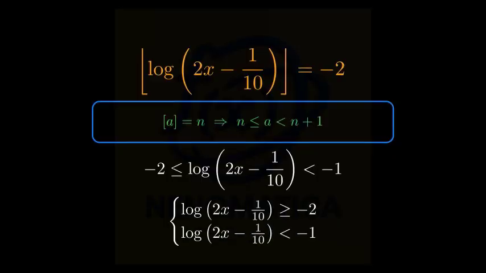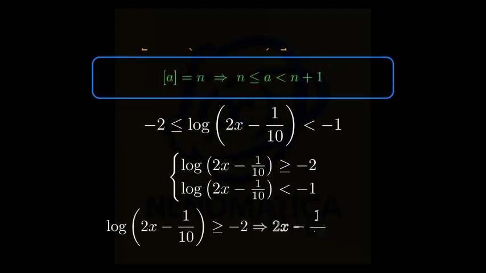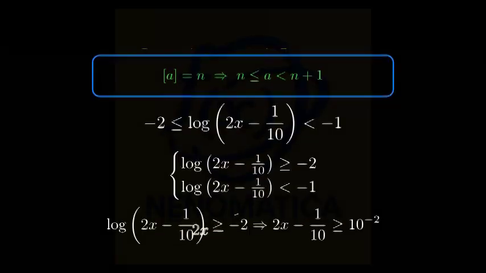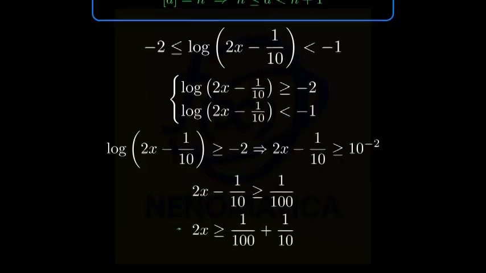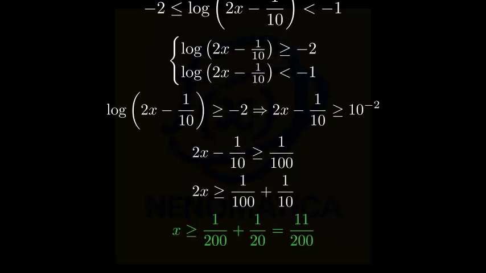Let's solve the left inequality. Because our base 10 logarithm is increasing, log of a greater than or equal to b means a greater than or equal to 10 to the b. So we get 2x minus 1 over 10 greater than or equal to 10 to the power negative 2, which is 1 over 100. Adding 1 over 10 to both sides gives 2x greater than or equal to 1 over 100 plus 1 over 10. Divide both sides by 2 to isolate x.